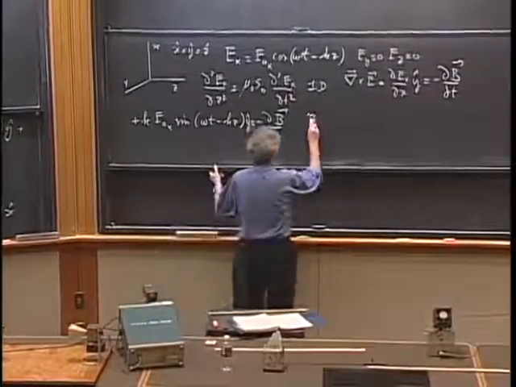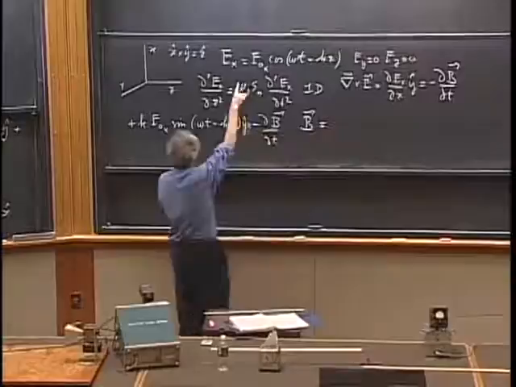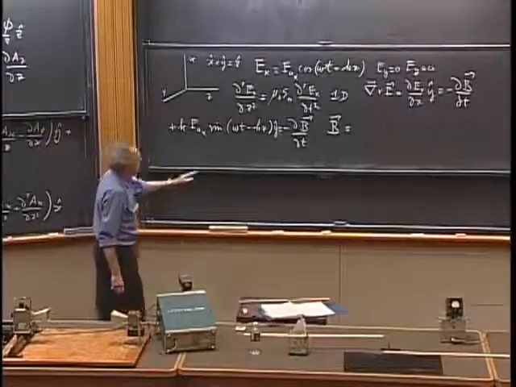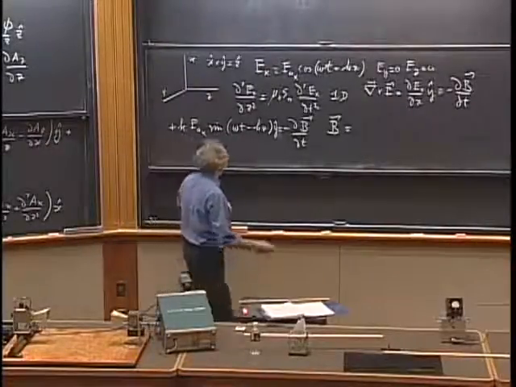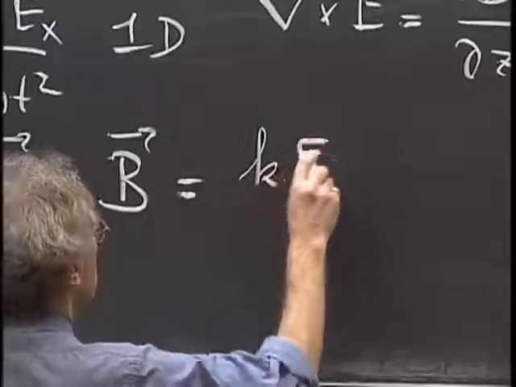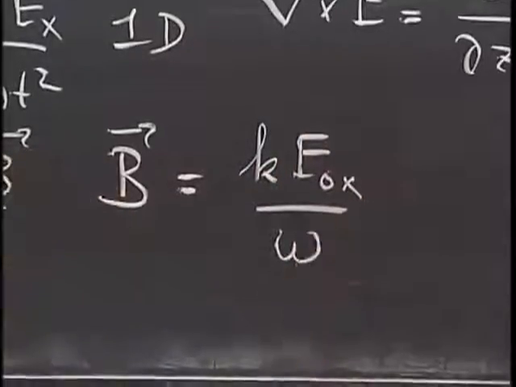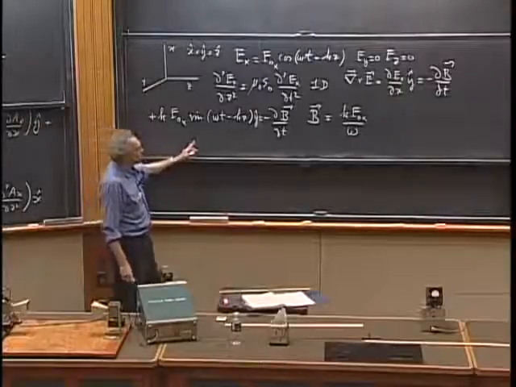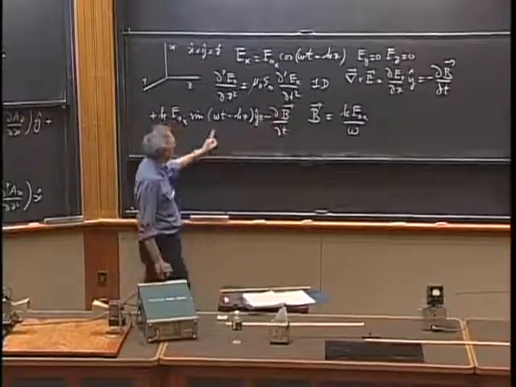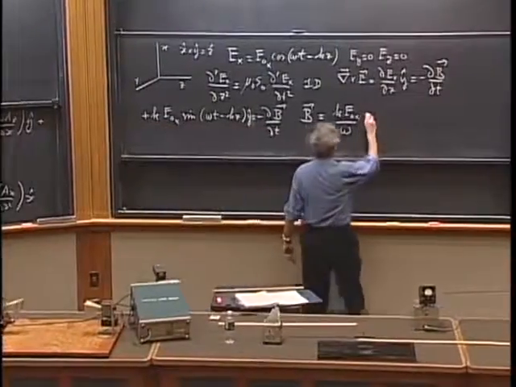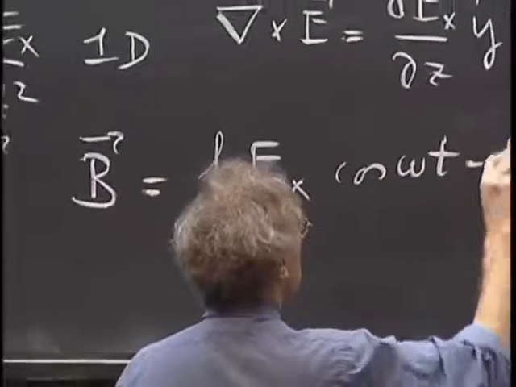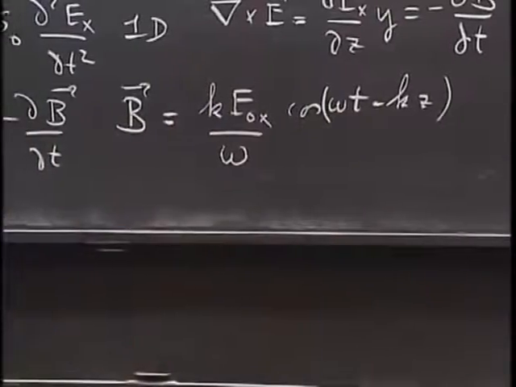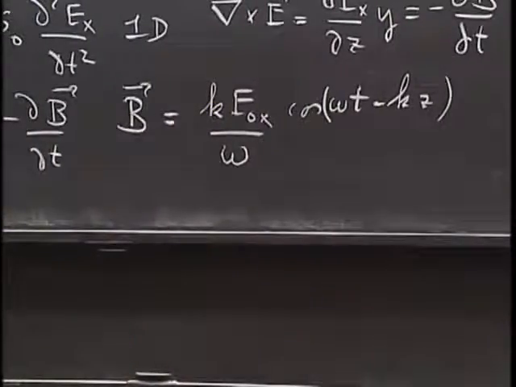And so now you get the B field that is going to be associated with that traveling wave in the electric field. So if you do an integral, the omega pops out below here. So you get k E0x divided by omega. The sine becomes minus the cosine, but I also have a minus sign here, so those two minus signs cancel. And so I get the cosine of omega t minus kz. But omega divided by k is c. That is the speed of light.